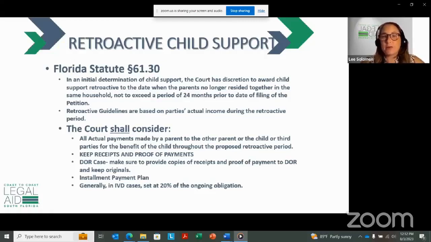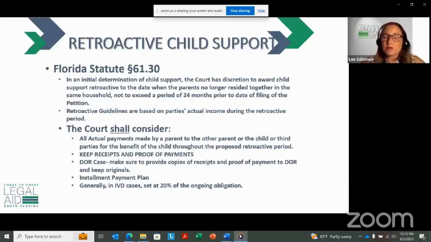So sometimes it goes back to when they separated, sometimes it goes back to the date of birth of the child, if they never lived together, but it will never go back further than 24 months prior to the date of filing of a petition for paternity or support or dissolution of marriage, whatever the case is. The important thing to note is that it can only be entered on an initial determination of support. So if support is entered and then 6 years later somebody says, you know what, I never got that back pay, I want it, it's too late.